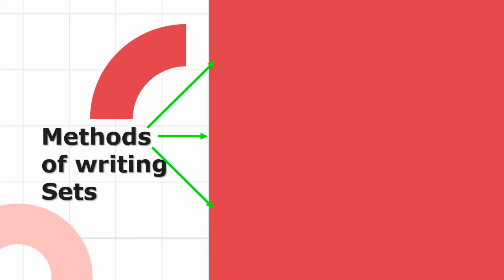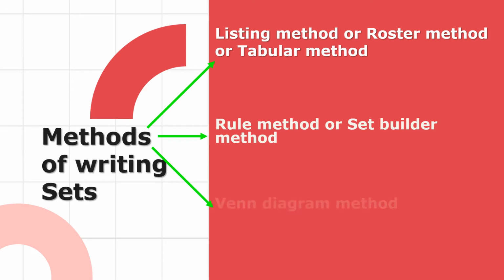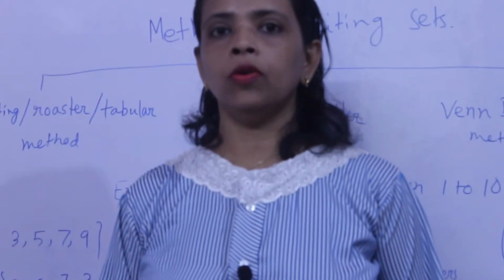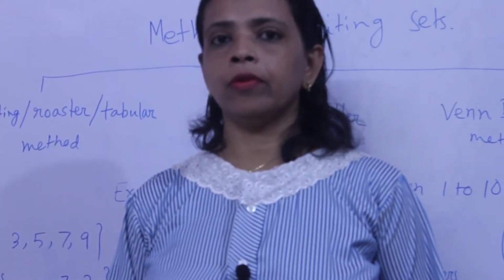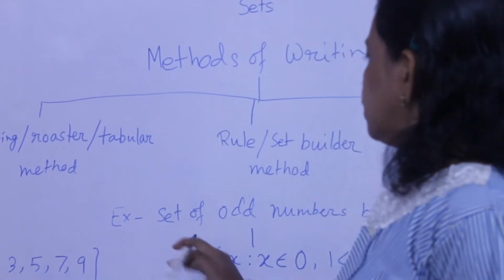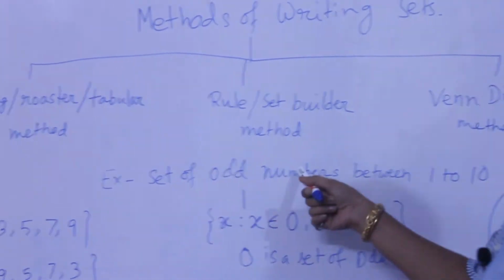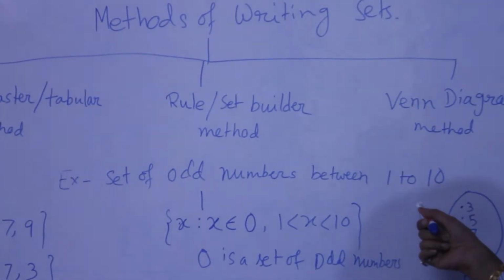Now we will learn different methods of writing sets. There are 3 methods: listing method or roster method or tabular method, rule method or set builder method, and Venn diagram method. Now let me give you an example to show various methods. See, this example we have to write in various methods. Set of odd numbers between 1 to 10.